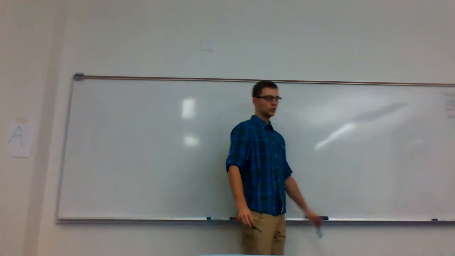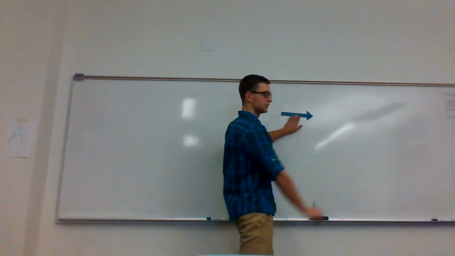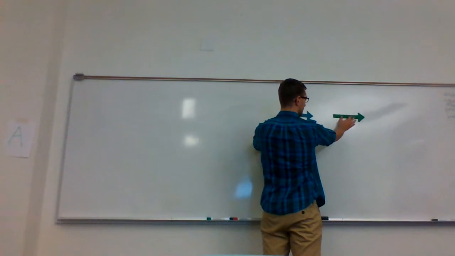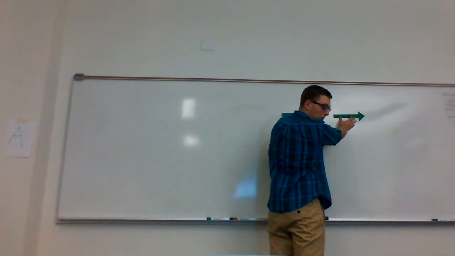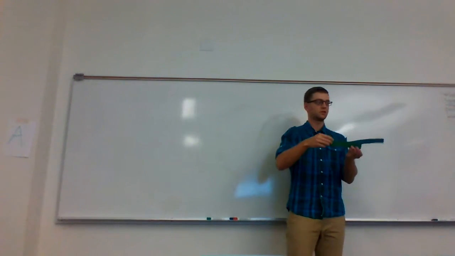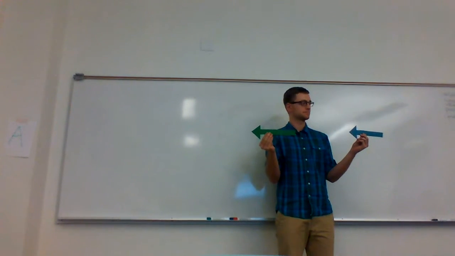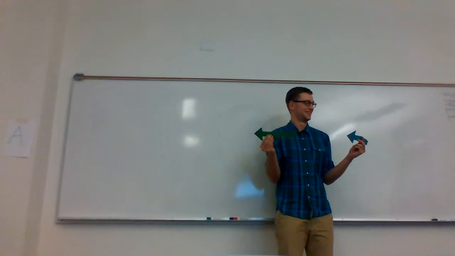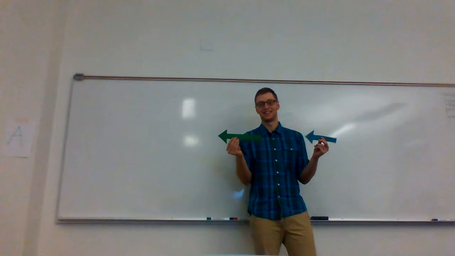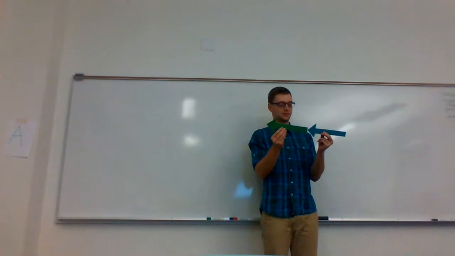Can anybody tell me, if you have a vector facing this way, and then a vector facing the same way, how would you add these together? Two vectors facing the exact same way. Remember vector addition from the beginning of the year? You bring them together. Tip to tail. Yes, exactly. Measure it. Tip to tail.